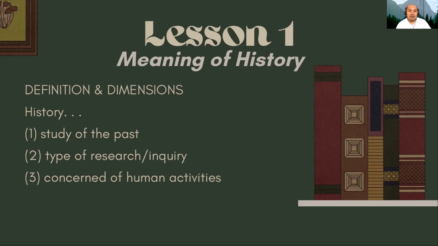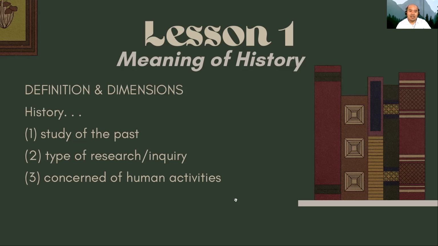So history is also a type of research or a type of inquiry into the past. And the last important component is that it is concerned with human activities. History is all about the happenings, activities, and significant events that had relevant repercussions in our present time, and specifically, it is about human activities. So again, when we try to define history, it is a type of research or inquiry of human activities that happened in the past.